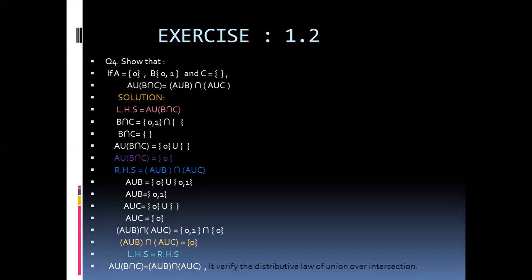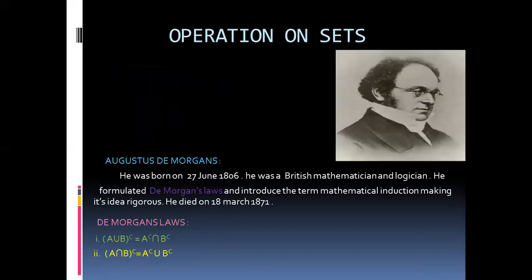Because also there is distributive property of union over intersection. Same question is this, but only the elements are changed there. Yes, our next topic is De Morgan's law. Before starting our topic, let's take some history about De Morgan. He was born on 27 June 1806 and he was a British mathematician and logician. He formulated De Morgan laws and introduced the term mathematical induction, making its idea rigorous.